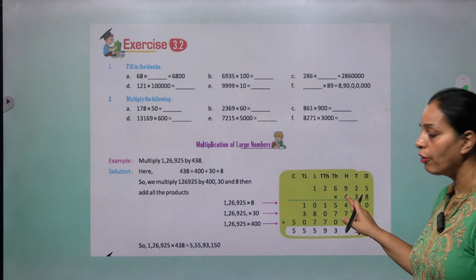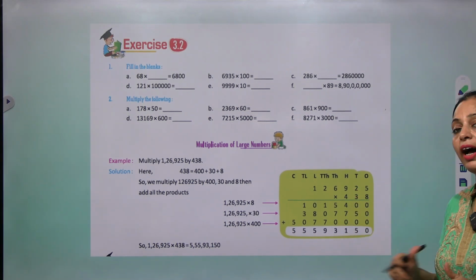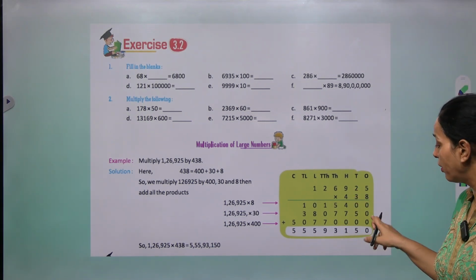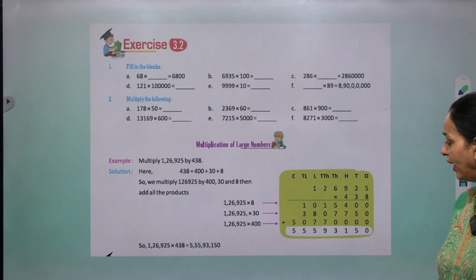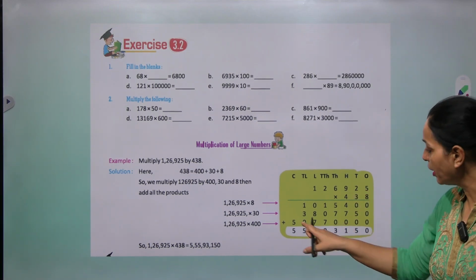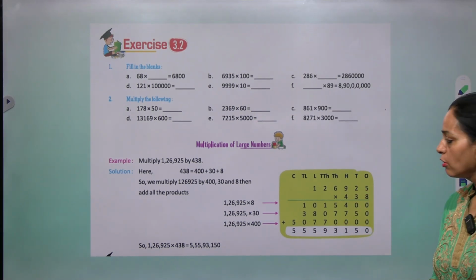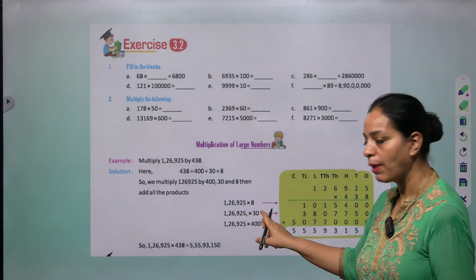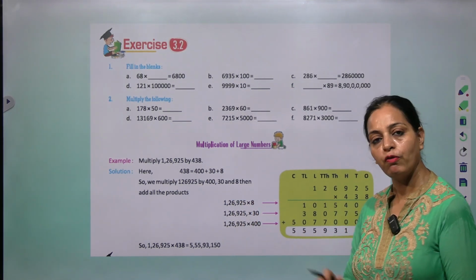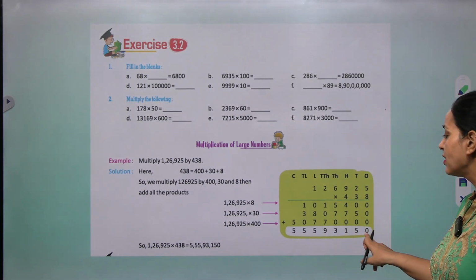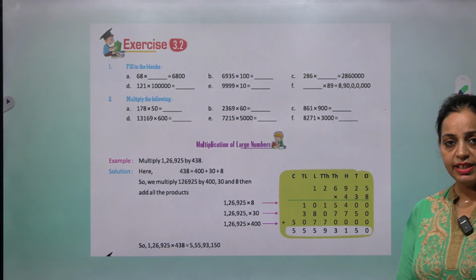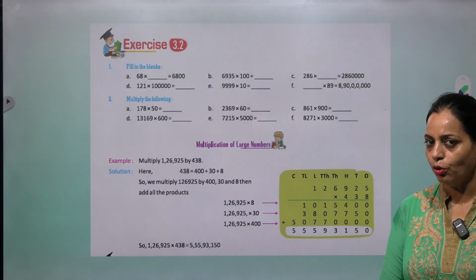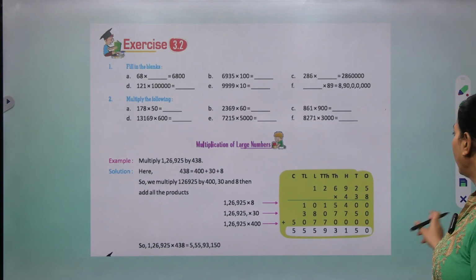Now multiply by 4. अब 4 जो है 100 place पर है. So you will write 2 zeros at the end and then start multiplication. You will multiply it. So they have shown us first multiply by 8 and then multiply by 30 and then multiply by 400. So this is the result. It's very easy. I hope it's clear to you. Okay?